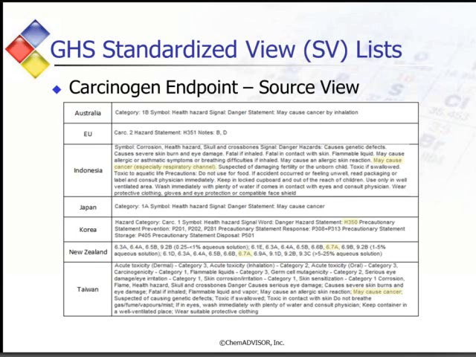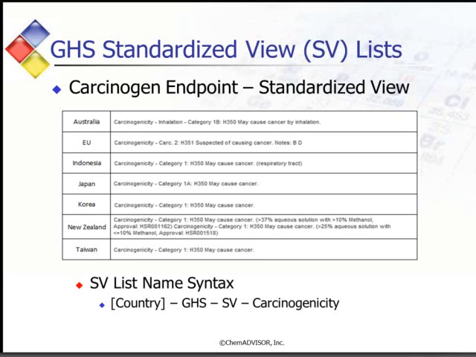The standardized view, you would look only at the carcinogen list, carcinogenicity list for each country. You can very quickly look at the different classifications and determine whether or not you have sufficient information to perhaps support a similar classification for your material for the United States, or again, for global compliance. The standardized view list names are always in the same syntax, which includes the country, -GHS, -SV for standardized view, and then the hazard class, so in this case, carcinogenicity.